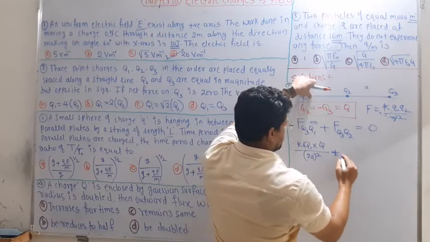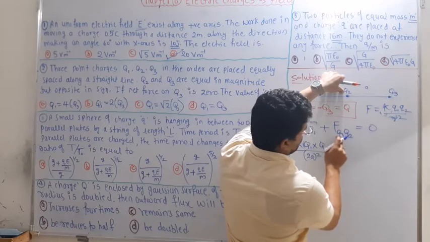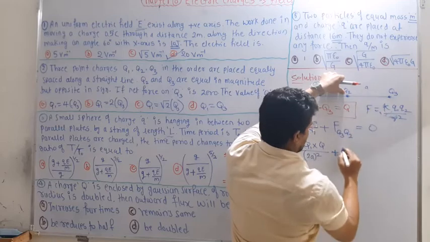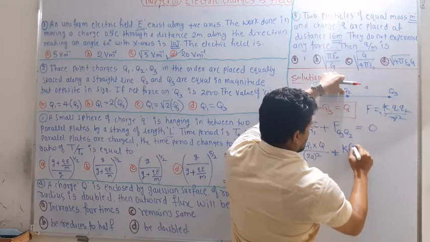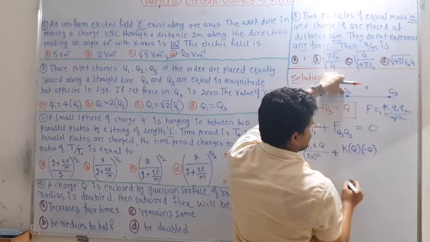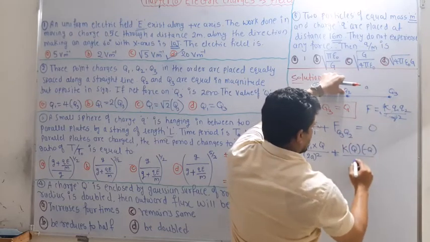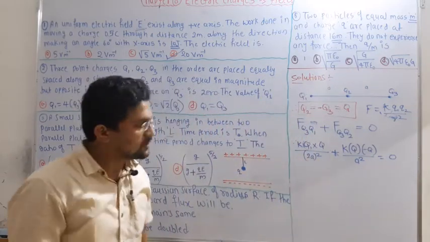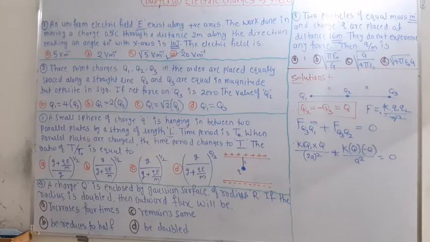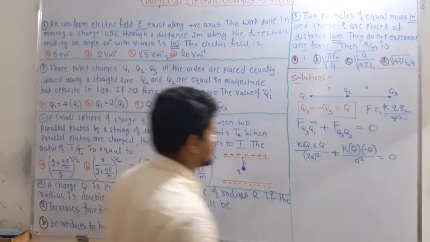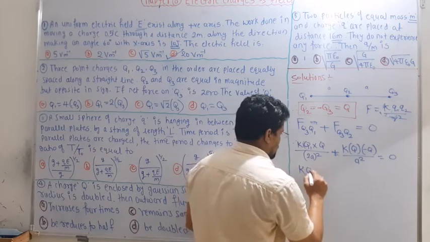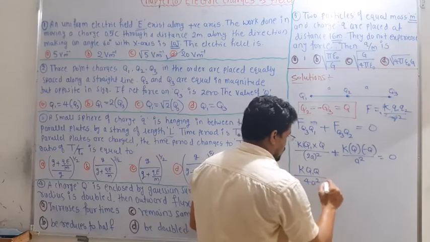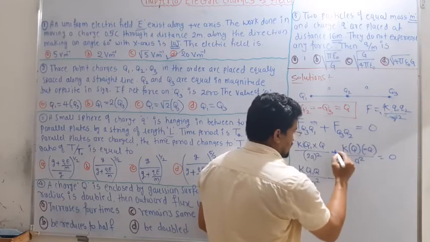Plus, now the force on charge 3 due to Q2. What is the distance between them? It is a. So it becomes K, with one charge plus Q and the other minus Q, divided by a square, equal to 0. So minus K Q square by a square. Just solving this, it becomes K Q1 Q divided by 4a square, and here it is minus, so minus minus becomes minus.